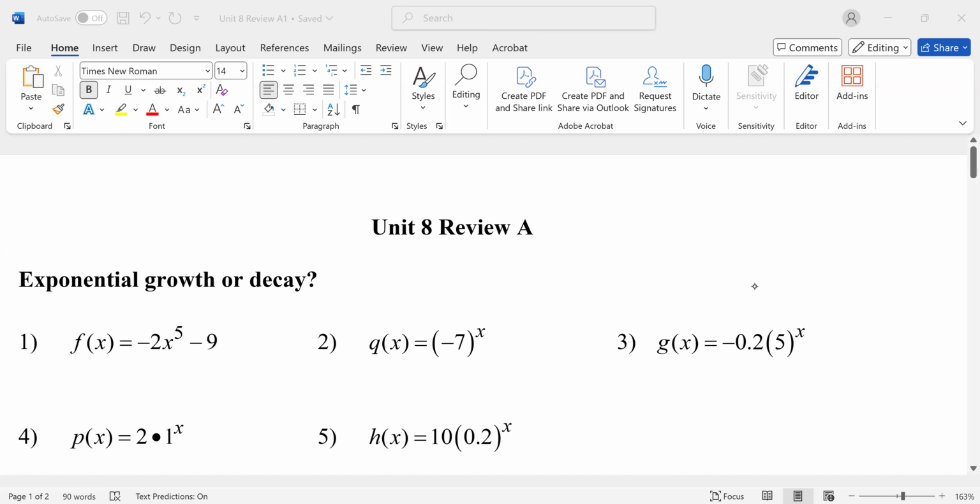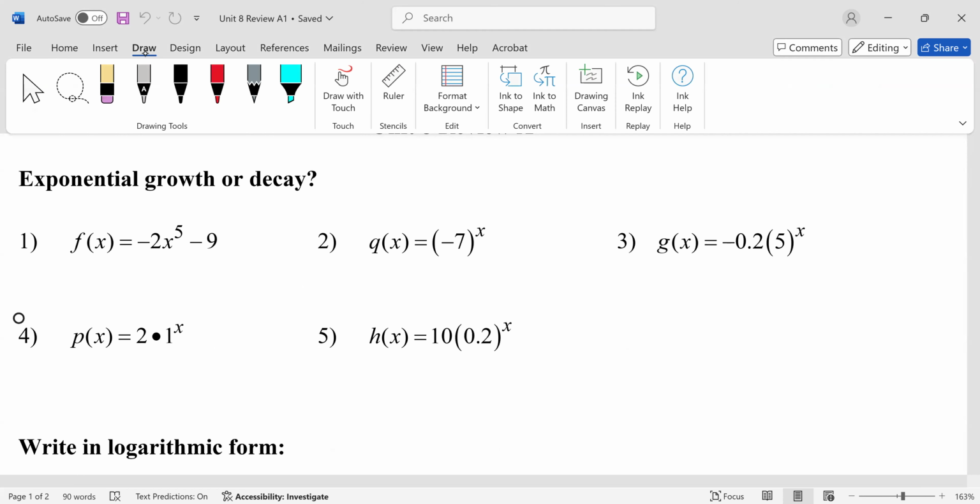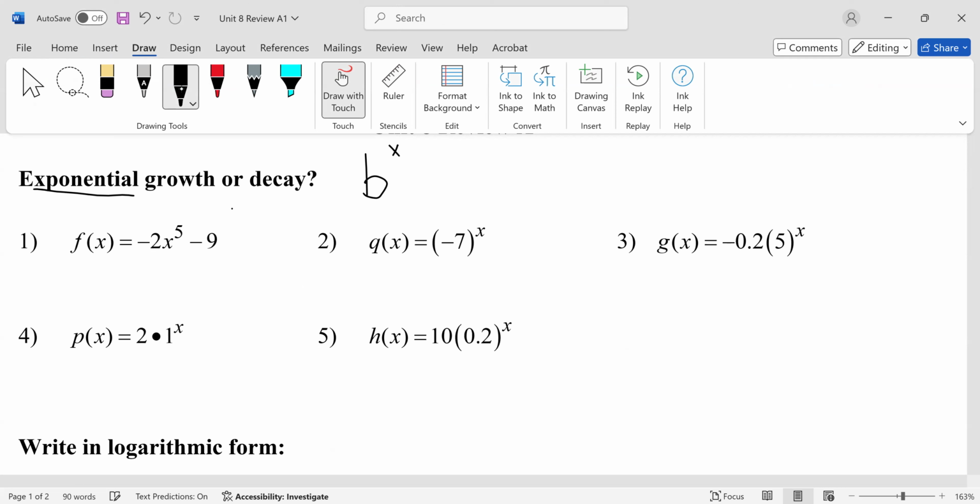Okay, so going over the review. First, we're looking at whether something has exponential growth or decay. First of all, number one is not even an exponential function. An exponential function looks like a number to the power of x. That's not what we have here. So this is neither. This is what we did last unit. This is a polynomial. This is not exponential.